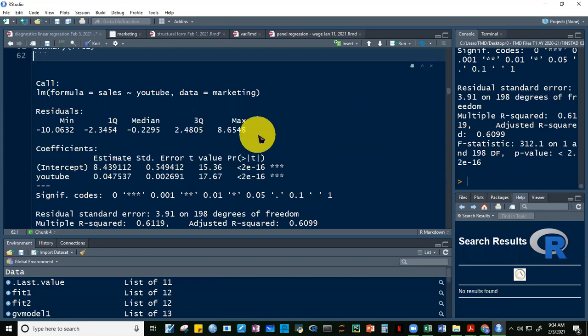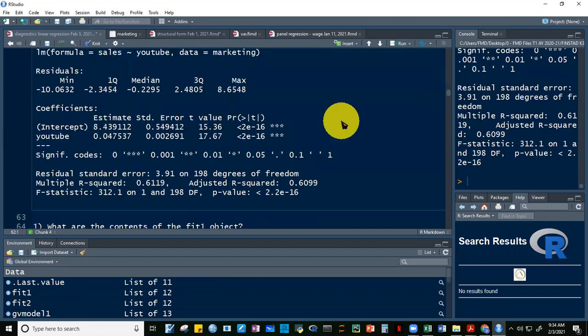Tapos this is a summary of the residuals. Ang pinaka-minimum, negative 10. Ibig sabihin under predicted. Meron naman maximum na 8. Okay, so these are the coefficients, yung intercept natin, tapos yung YouTube. Okay? What's the overall goodness of fit test?